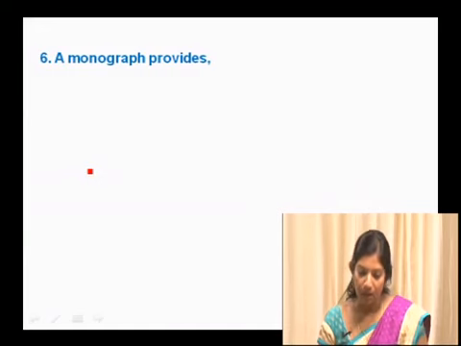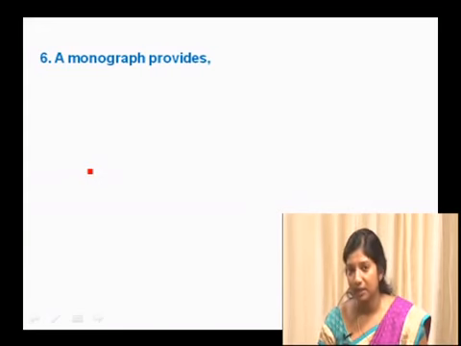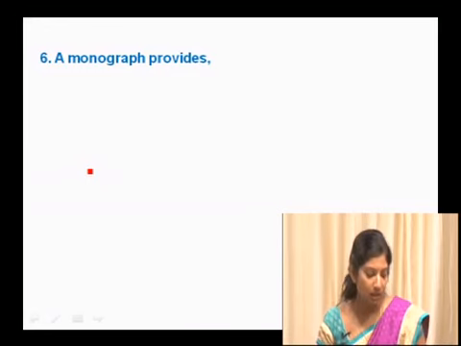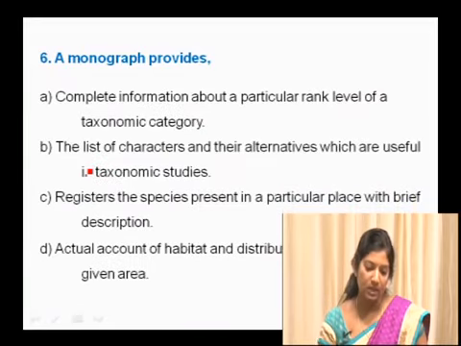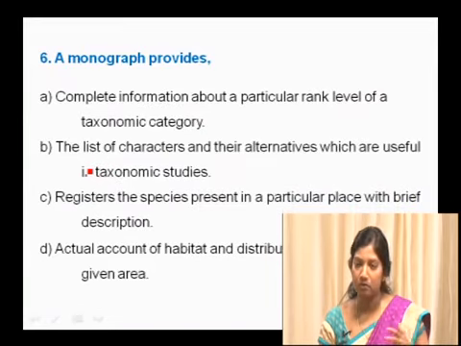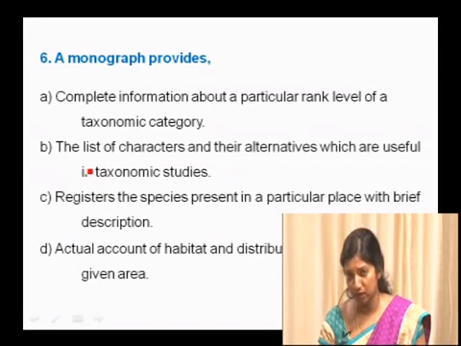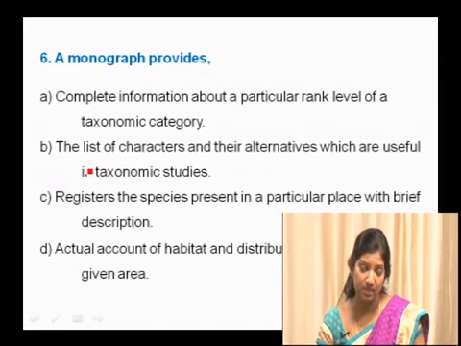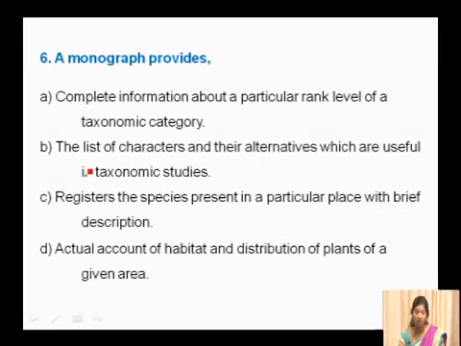Next, a monograph provides. Let me first tell you what is actually a monograph. In the beginning when I was telling, there are different aids or different things which will help in taxonomic studies. In them you can see there are a number of taxonomic aids like monograph, catalog, keys, zoological park, botanical garden, herbarium. All these things are different aids which will help in taxonomic studies.